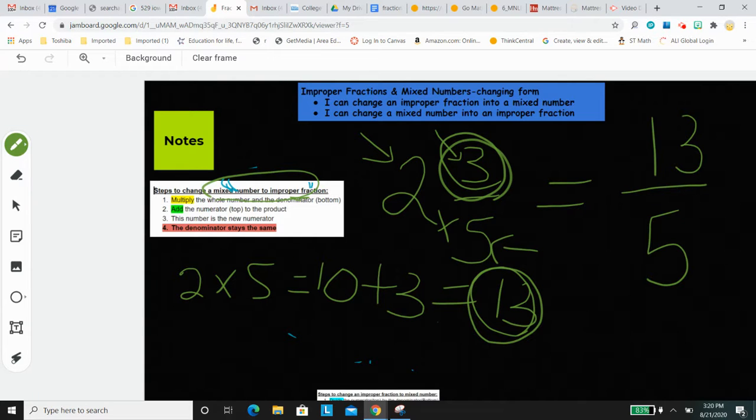All right, these are improper fractions and mixed numbers. These are just 2 different forms of the same amount. But we need to be able to convert between them so that we can use whichever form we need to do our math.